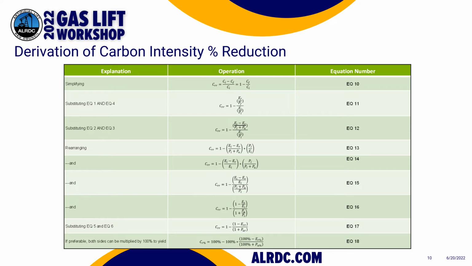But the important thing is at the end, this shows that the percent reduction in carbon intensity can be estimated based on a couple basic things, such as the increase in production and the reduction in injection gas.